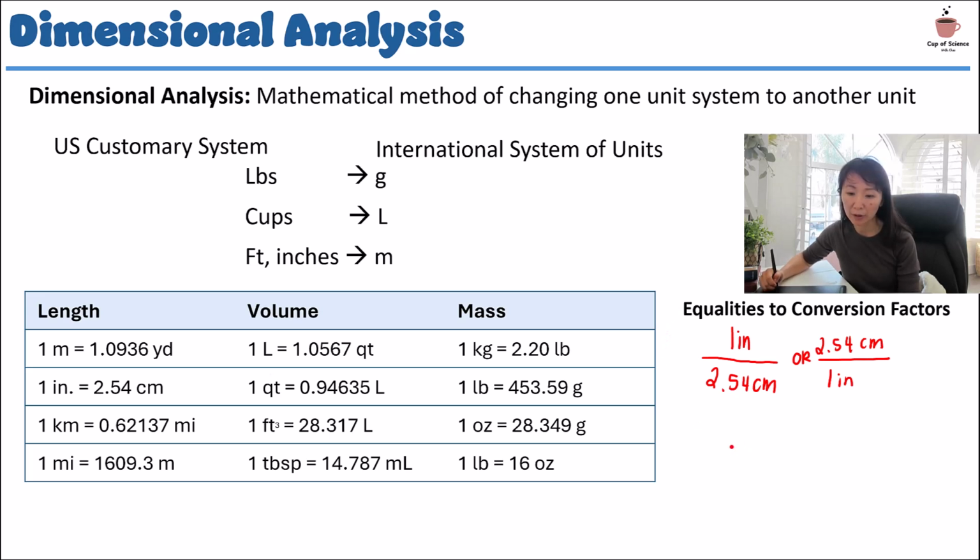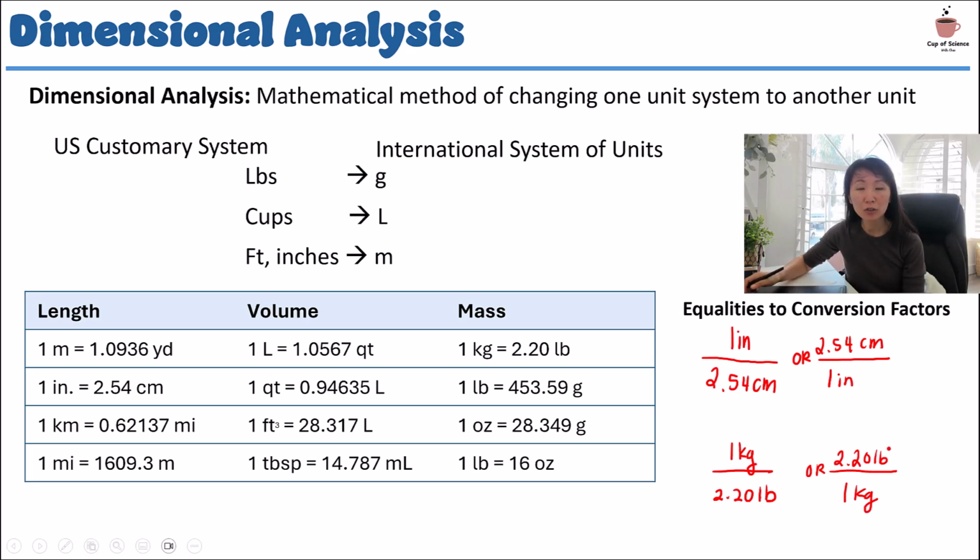For example, another one would be 1 kilogram on top and 2.20 pounds on the bottom. And I'm looking at the mass right here, okay? And then I'm going to do another one with the same thing, with the 2.20 pounds on top and then 1 kilogram on the bottom. With these conversion factors, you could do many dimensional analyses.